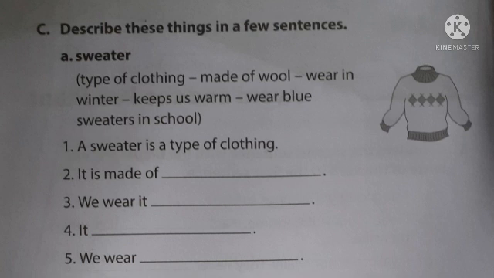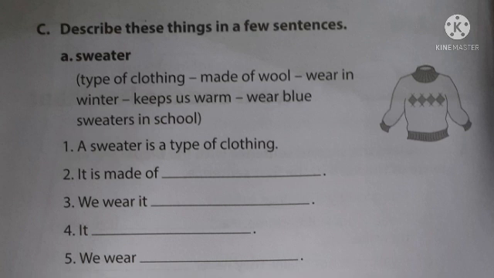Next one, describe these things in a few sentences. Here they are given two things. The first one is sweater, S-W-E-A-T-E-R, sweater. In the bracket they are given the clues. First one, type of clothing. Second one, made of wool. Third one, wear in winter. Fourth one, keeps us warm. Fifth one, wear blue sweaters in school. So using these clues, we need to describe the thing sweater in a few sentences.